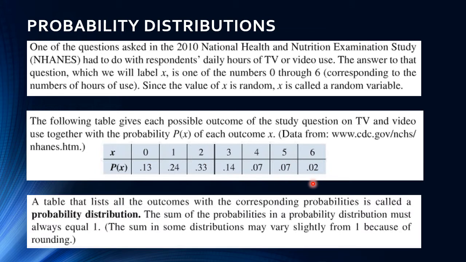A table, like the one you see here in blue, that lists all the outcomes with the corresponding probabilities is called a probability distribution. The sum of the probabilities in a probability distribution must always equal 1. The sum in some distributions may vary slightly from 1 because of rounding.